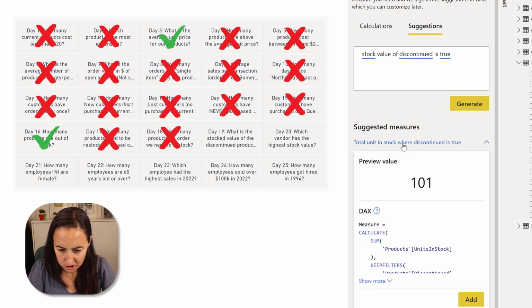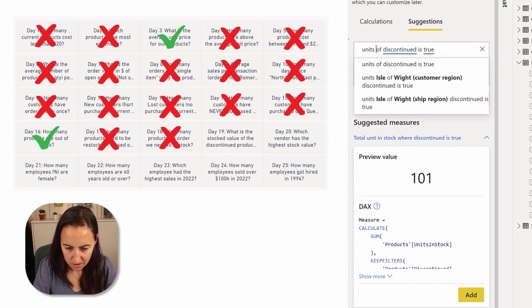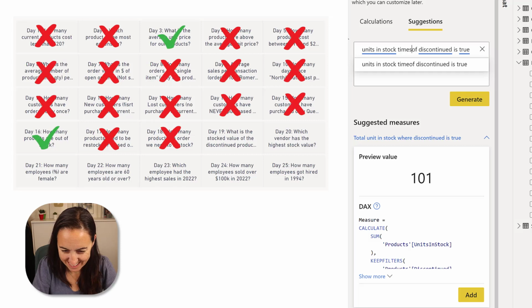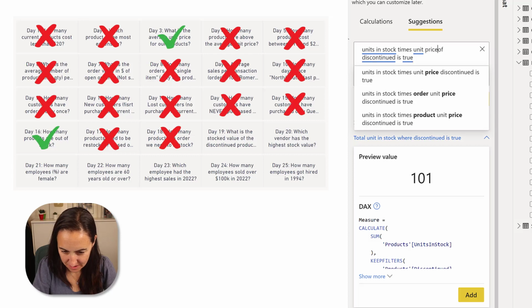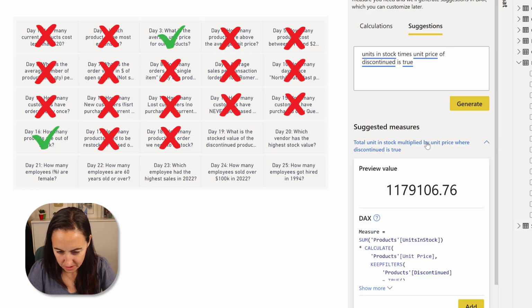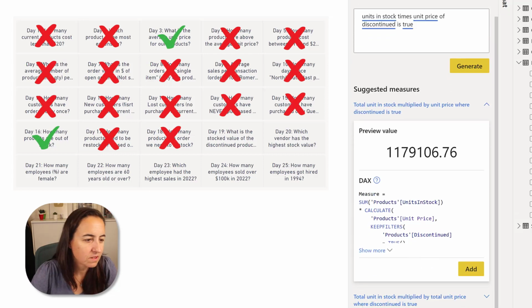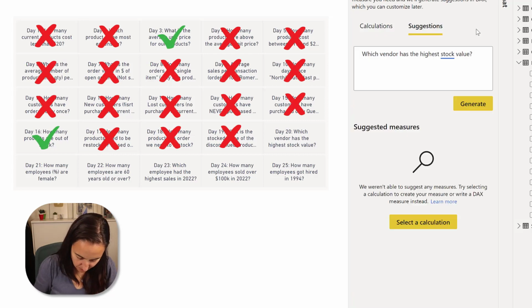Total units in stock. So units in stock times unit price were discontinued. No, okay. I mean, everything that has to do with stock value, I think we're smoked, because I don't think it understands what stock value is. No, okay.